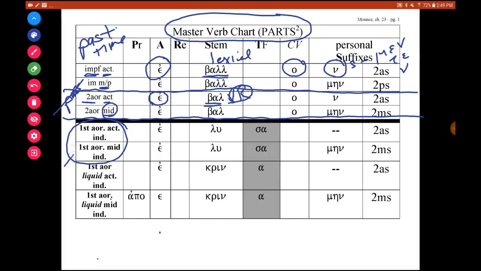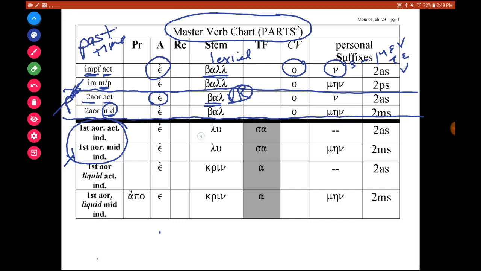This week we're going to learn the first aorist active and middle forms. These are by far the more common, more frequently used form for the tenses. And when we look at the first aorist, what we'll notice is that it forms the aorist tense in a way that's very different from the second aorist tense.